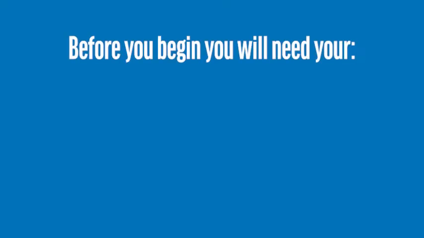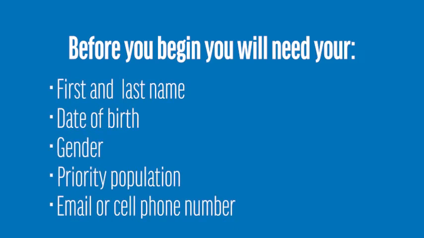Let's get started. Before you begin, you will need your first name and last name, your date of birth and gender. You will need to know which priority population you belong to. You will need an email or a cell phone number in order to receive confirmation of your appointment. Once you have all of these items together, you are ready to begin.